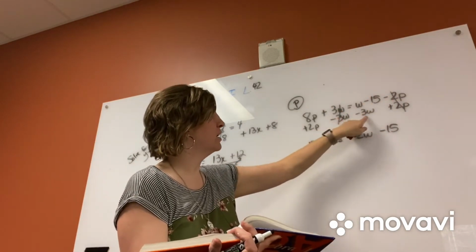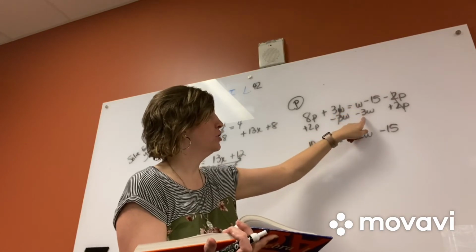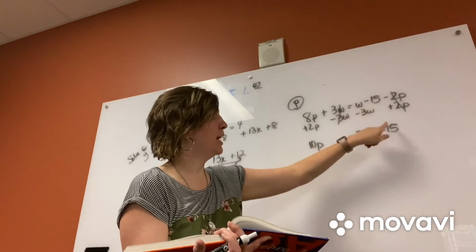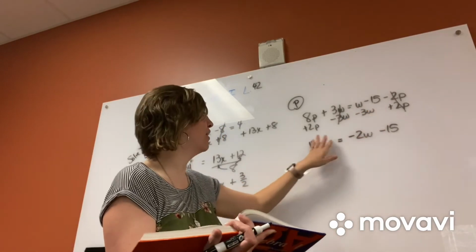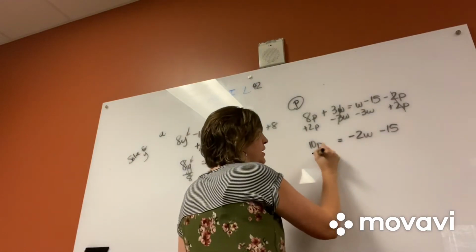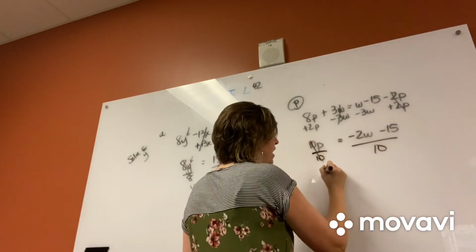So when I subtracted 3, I already had 1. Took away 3, that left me with owing 2w. And don't forget negative 15 to bring him down. All right, now my goal is to get p by itself. So I'm going to divide through by 10. Everything gets divided through by 10.